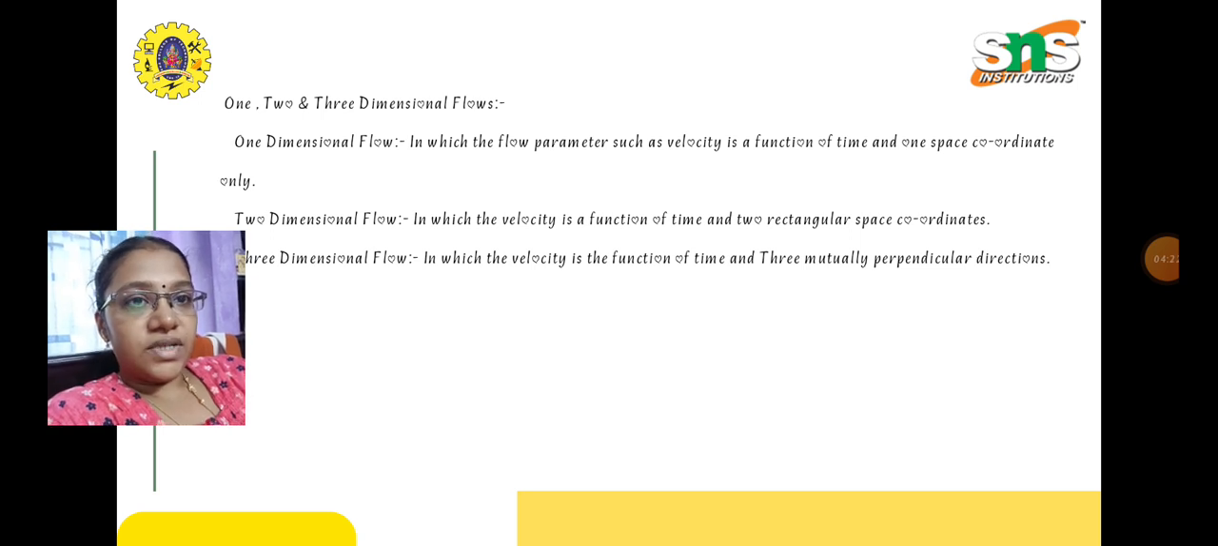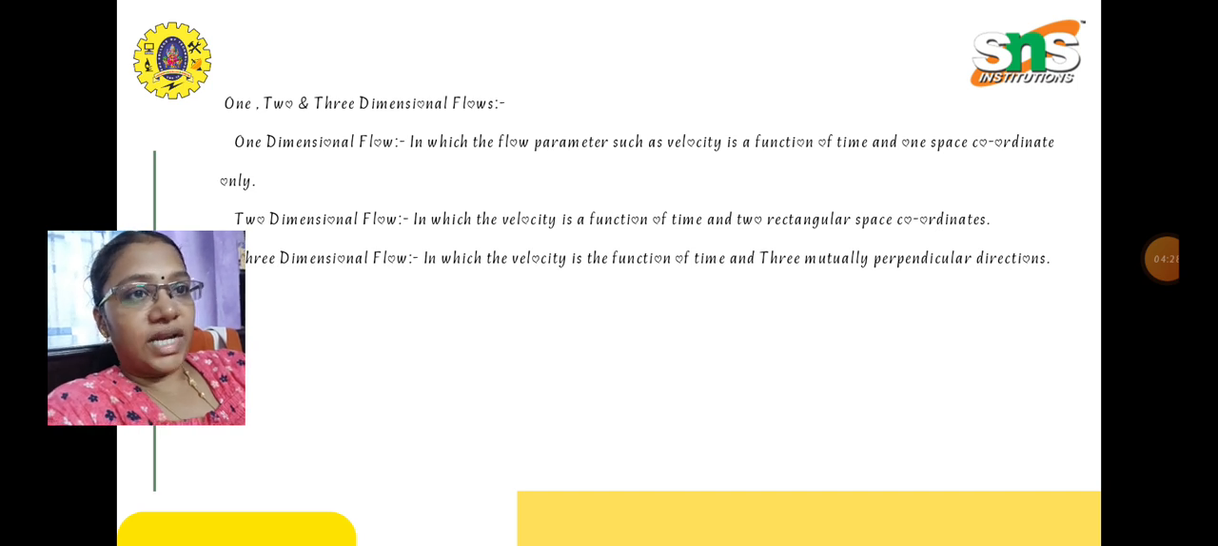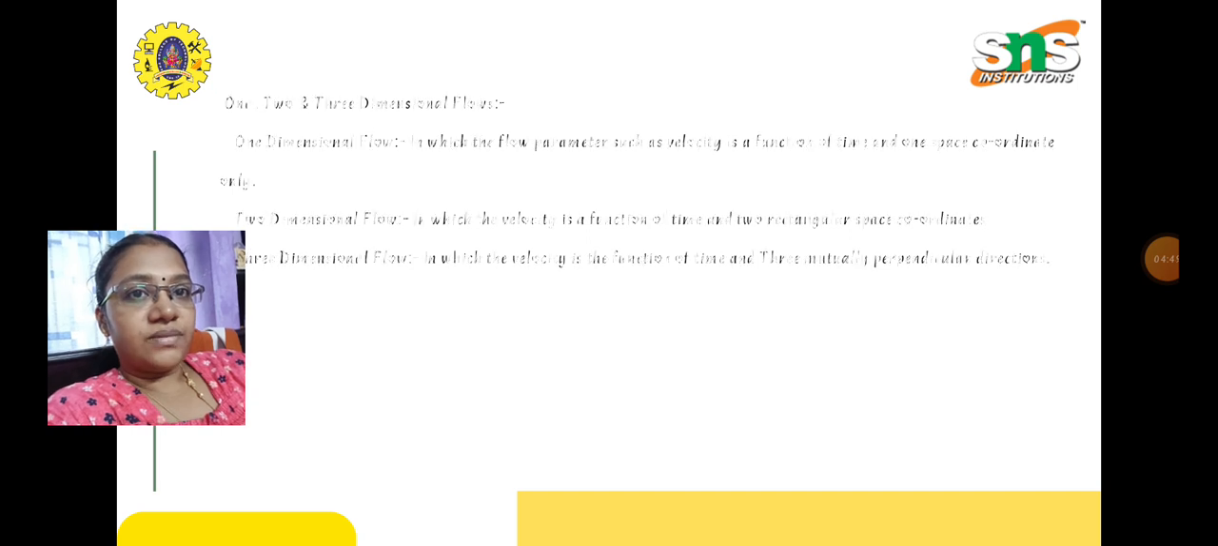Okay. Two-dimensional flow is one in which velocity is a function of time and two rectangular space coordinates. Whereas in three-dimensional flow, the velocity is a function of time and three mutually perpendicular space coordinates. So this is the difference between 1, 2 and 3-dimensional flow.